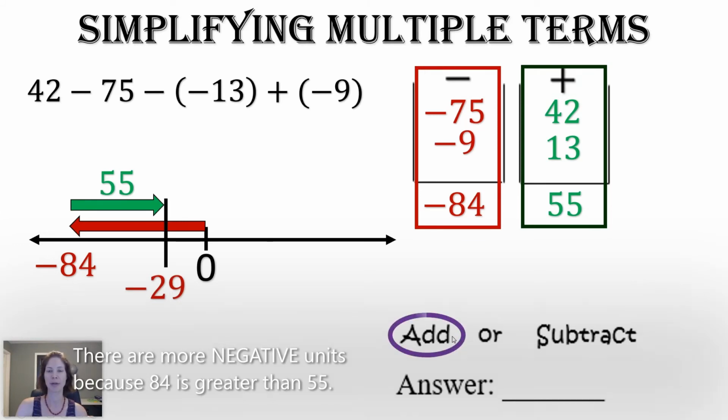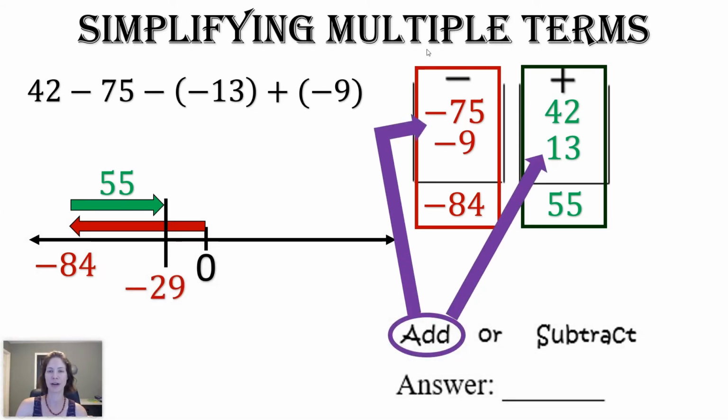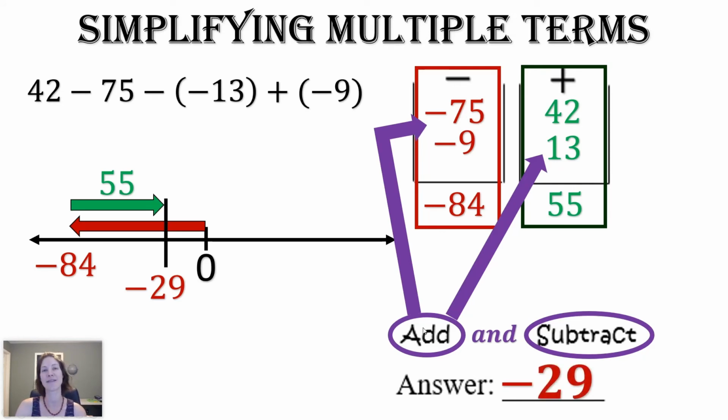So in this problem, we had to add in order to figure out the total amount of negatives and the total amount of positives, but then we also had to subtract in order to figure out what the difference between the positives and the negatives were, and that gave us the final answer of negative 29.